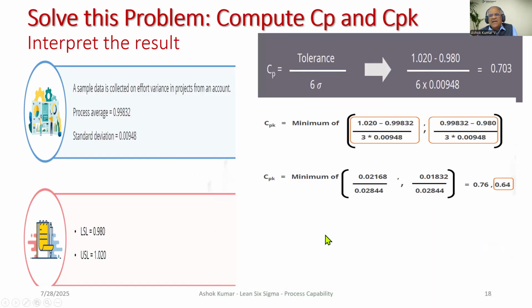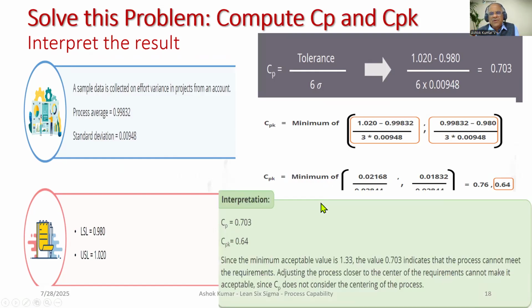And how do you interpret that? Based on what we discussed earlier, what do you think is the inherent capability? Both are less than 1. Both CP, the inherent spread, is also less than 1. And similarly, it is off-centered because 0.76 is also less than 1.